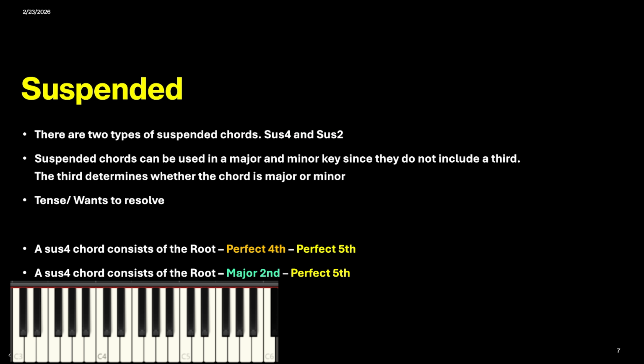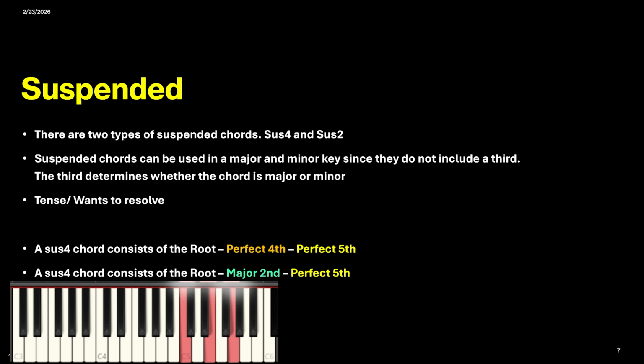Next we have the suspended chord. Now, I have a lot of words here, but I'm going to explain them in a way that's simple. There are two types of suspended chords, a sus4 and a sus2 chord. Suspended chords can be used in a major and a minor key because they do not include a third. And the third determines whether the chord is major or minor. So if we have this chord here, you could probably figure out that's a minor chord because we use the flat third. This chord is a major.